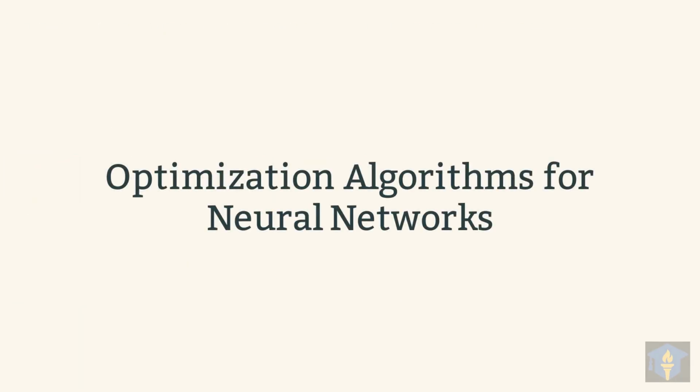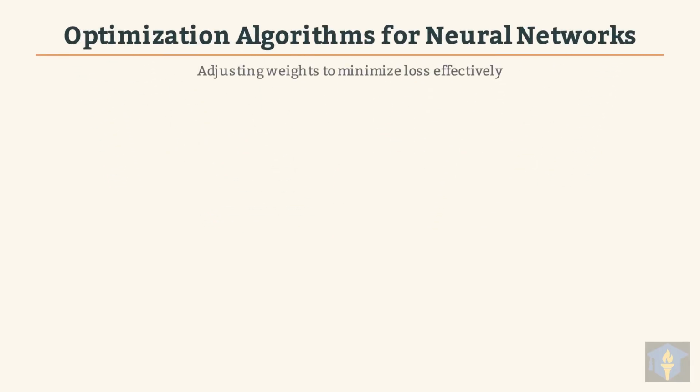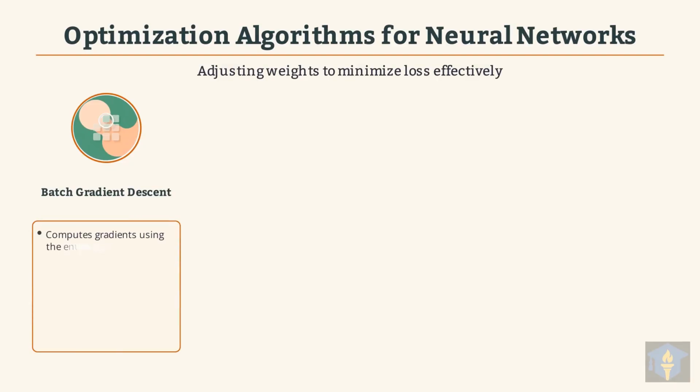Now, let's explore optimization algorithms, crucial for training neural networks efficiently and effectively. These algorithms focus on adjusting network weights to minimize the loss function as effectively as possible. Starting with batch gradient descent, it's an optimization method that considers the entire dataset. Specifically, it computes gradients by using every single example from the complete training dataset. While providing stable convergence, this method can be quite slow, especially with very large datasets.